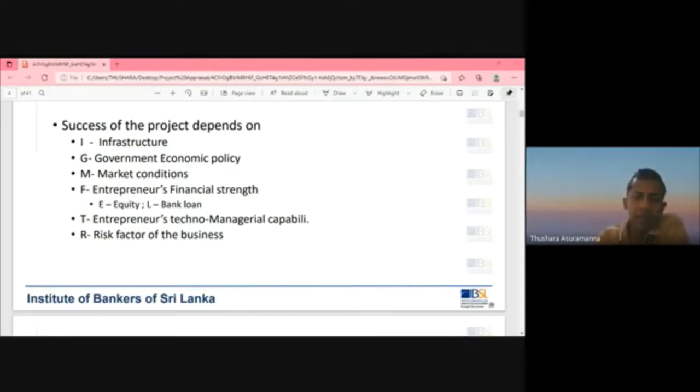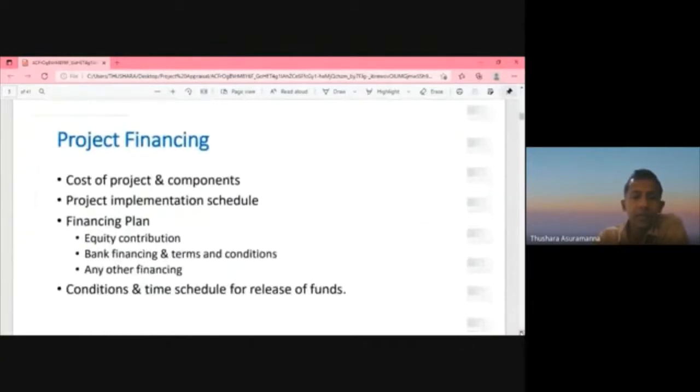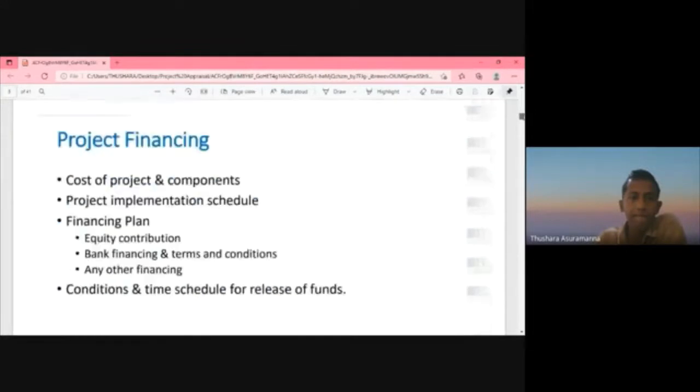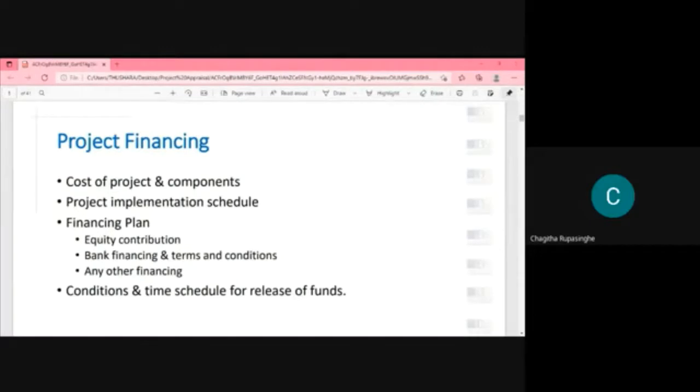Right. Before moving to the next slide, that is about the general understanding of project financing or project planning, any questions up to now? So can you tell us about pre-sanction supervision?